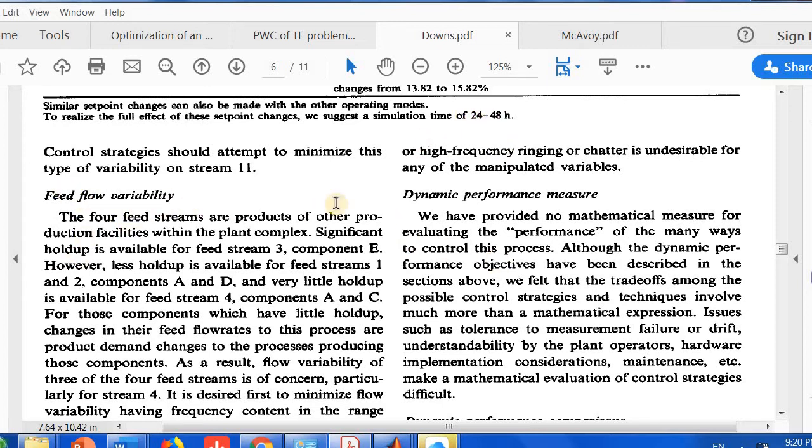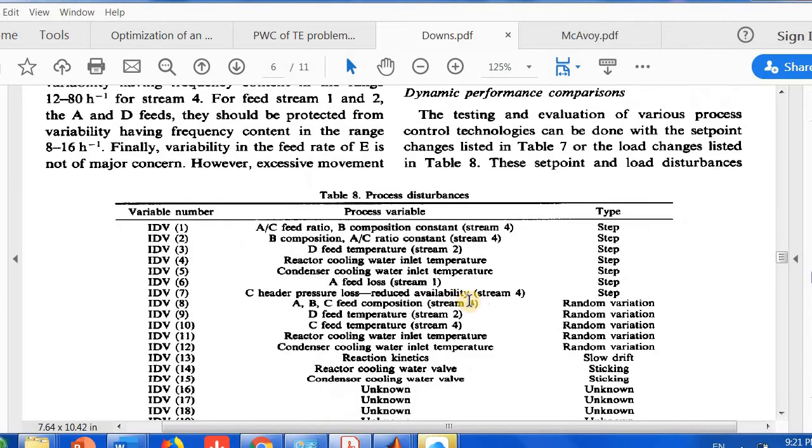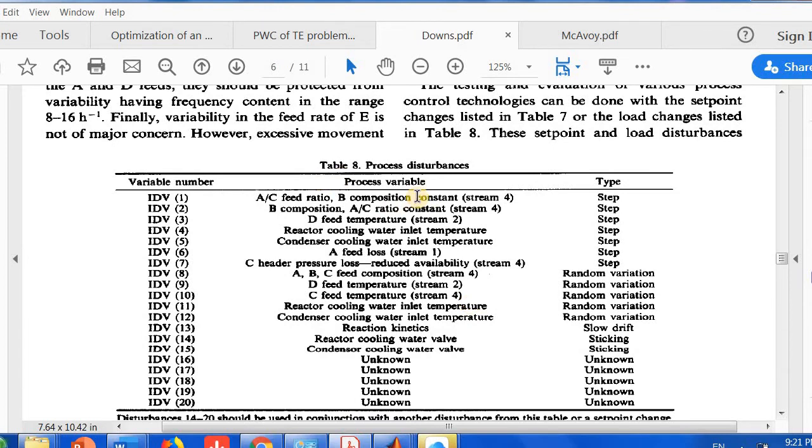Feed flow variability: now we need to control the variability of this feed flow rate. The valves should not go up and down like that, in that form. We also have some disturbances in our process, and these are the names of the disturbances. For example, the temperature of the feed of D changed. What kind of disturbance was this? It was a step disturbance.